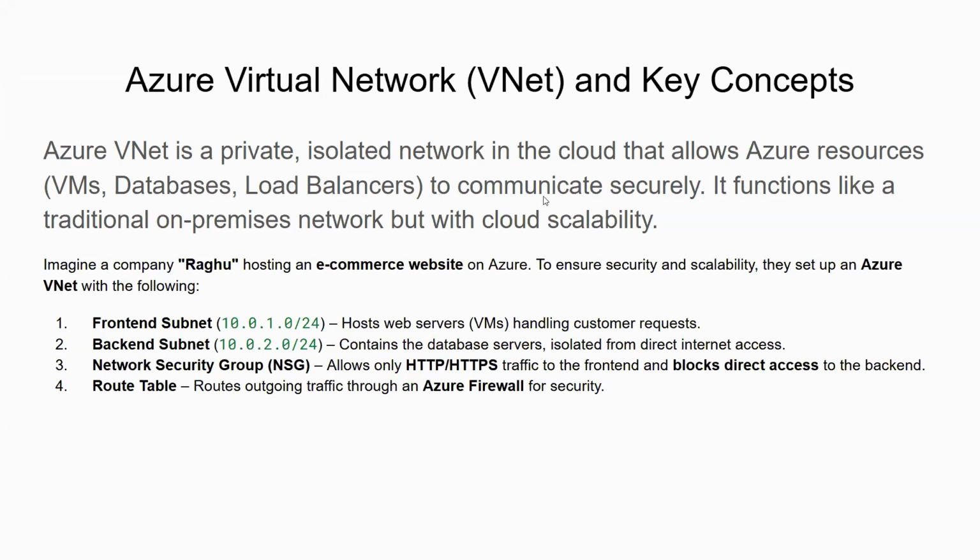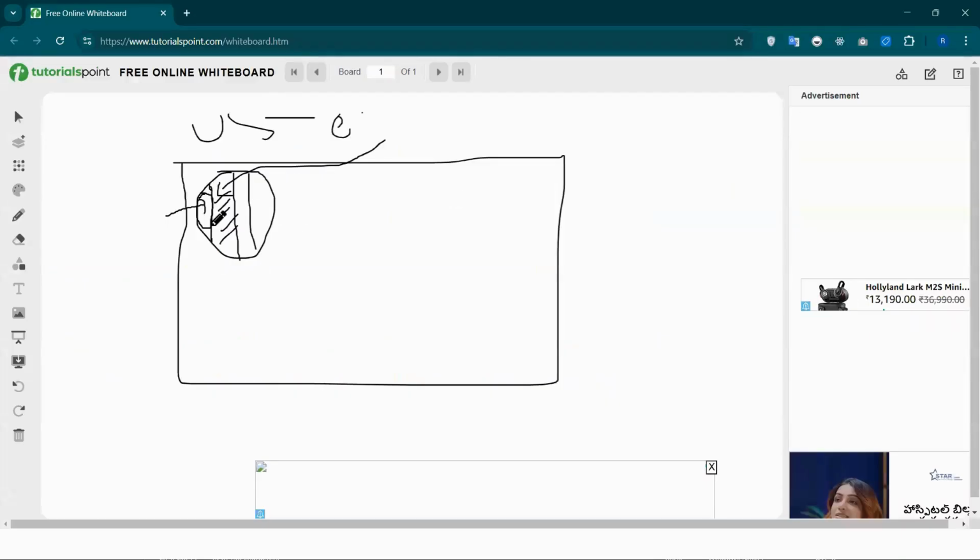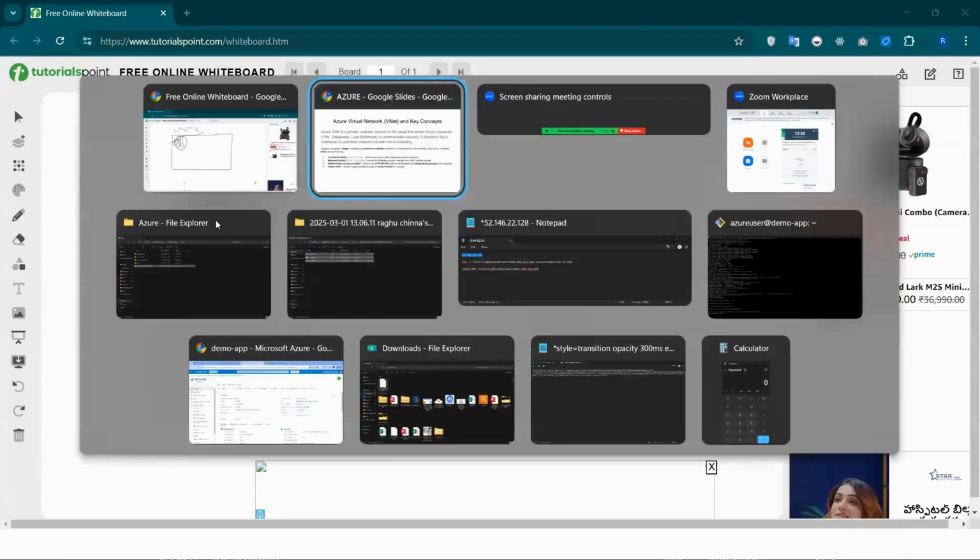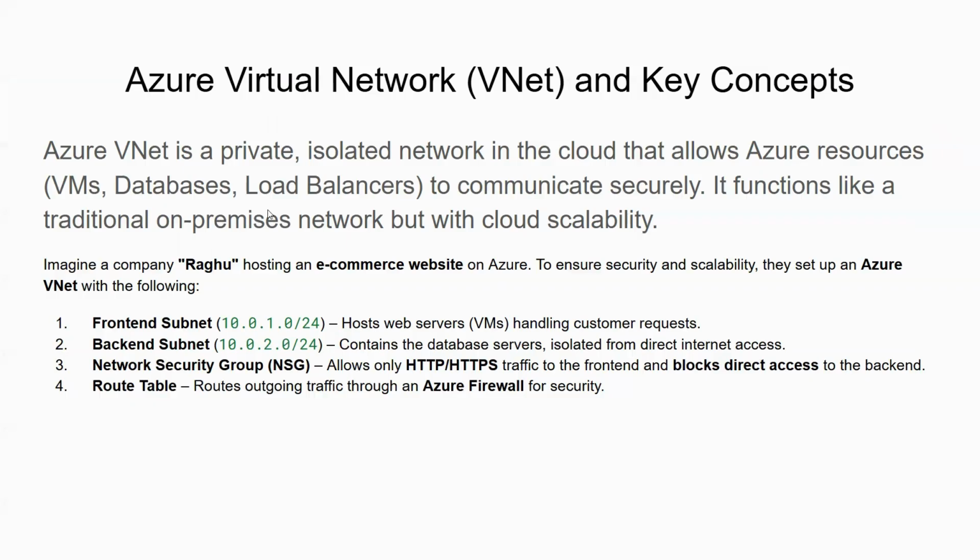For example, in the VNet, our main concept is to secure the data. So we won't use the complete database, but we'll only use a small portion as a VNet, where we just add the secure data. Imagine a company called Raghu hosting an e-commerce website on Azure. To ensure security and scalability, they set up an Azure VNet with the following.